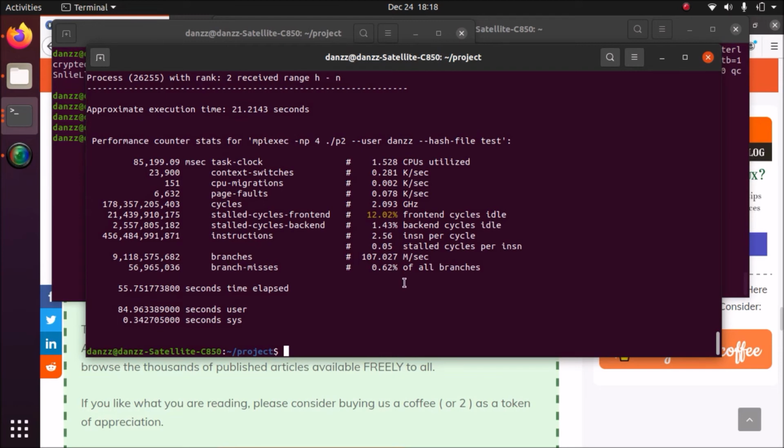0.62% of all branches were missed. For our application's total time, it was 21 or around 22 cycles. And with the overhead of perf, it took about 55 seconds to elapse. For now, this will be all.